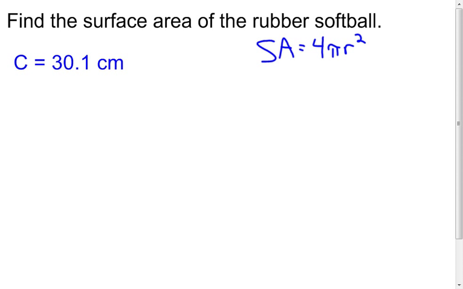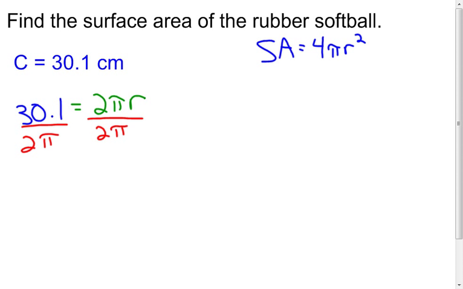Now that I can use, because I can plug the 30.1 in for the circumference, and I know my circumference formula: circumference equals 2 times pi times r. Now it would be a matter of solving that equation. So if I divide both sides of my equation by 2 pi, I find out that the radius of my rubber softball is 4.79.